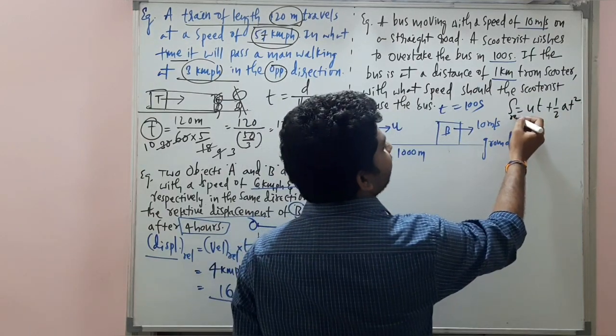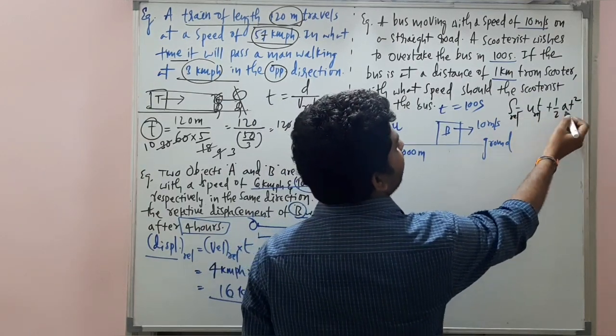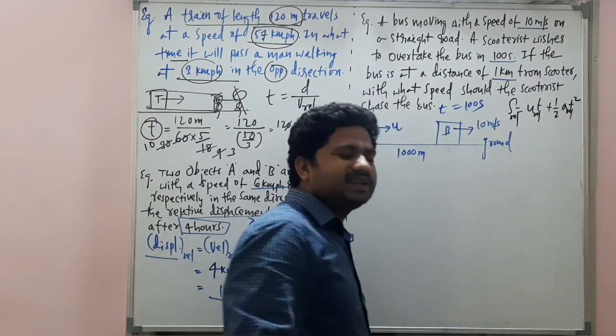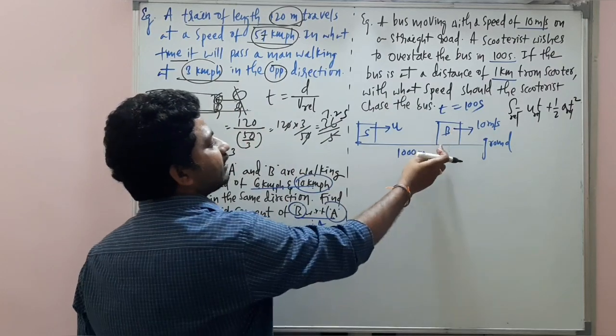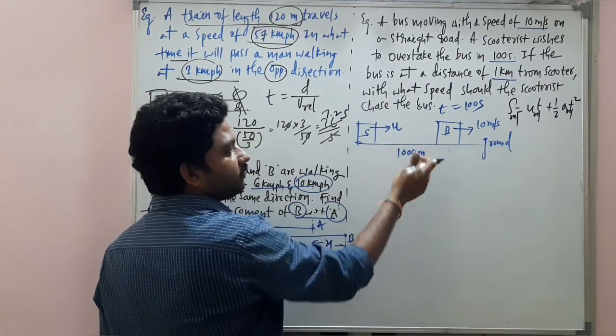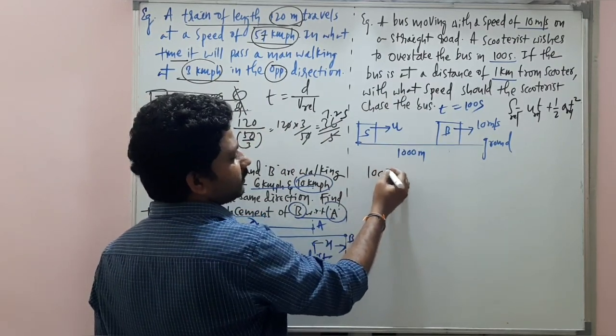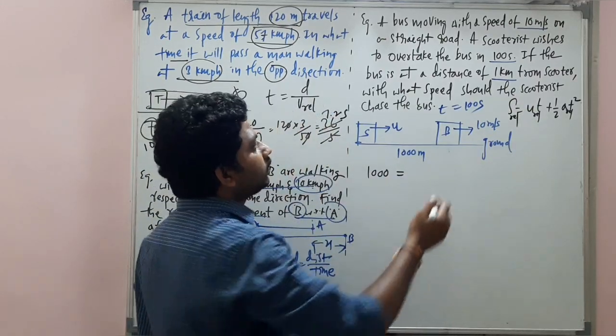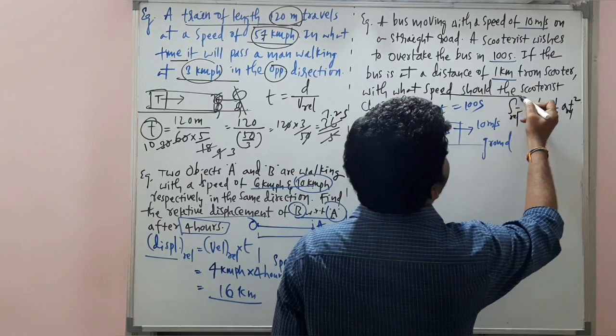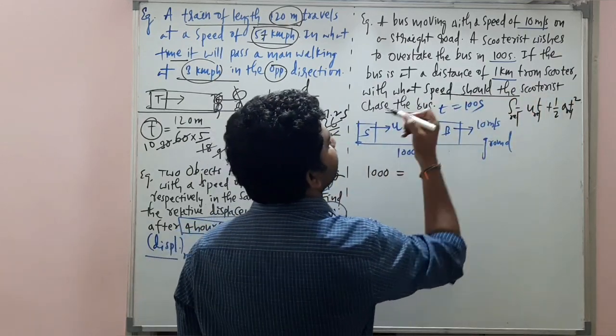This is relative, and this is relative, and this is also relative. First concentrate on S relative. What is the S relative between these two here? Which is 1000. Okay. Which is equal to U relative. We are talking about speed should the scooterist chase the bus.